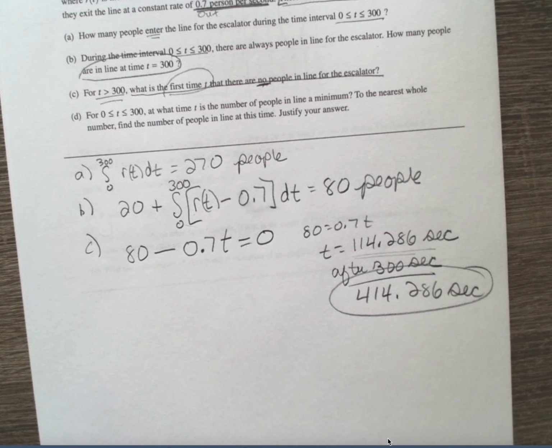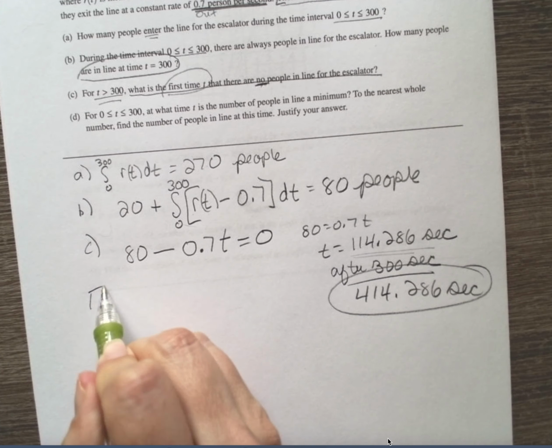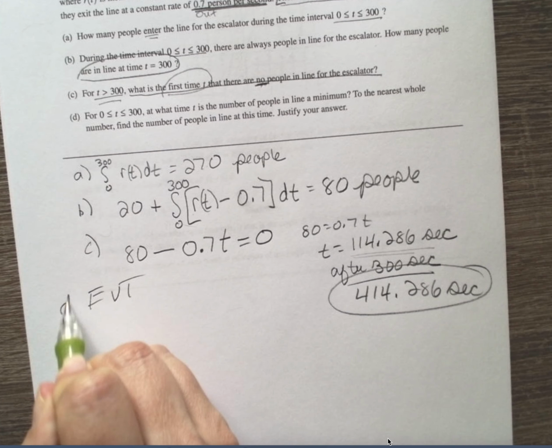Now, part D. Now, read this one, and again, that's such a common question. From time equals 0 to 300, closed interval, at what time is the number of people in line a minimum? Now, it doesn't say absolute min, but it has a closed interval. A closed interval paired with an extreme word, whether it says absolute or not, they're asking you for an absolute minimum. Again, the closed interval is the clue. This is EVT in part D.